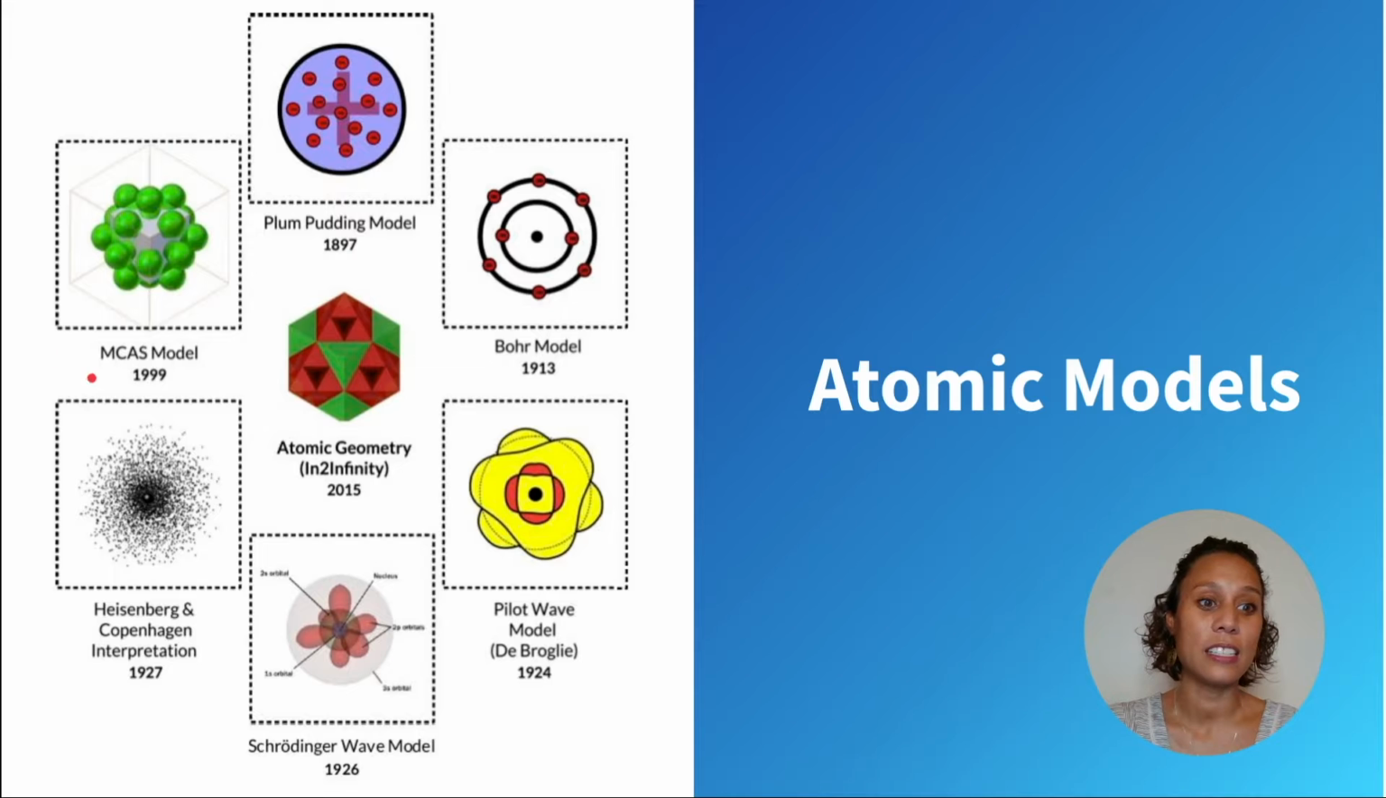Then in 1999 we have another model that is not so well known either. It's the MCAS model, and it's very closely related to what we found out, which is more based on geometry. And this is our model. We call it atomic geometry. We've been working on it since 2015. It shows that we can look at the atom more in 3D, and it becomes much easier to understand how elements actually look.